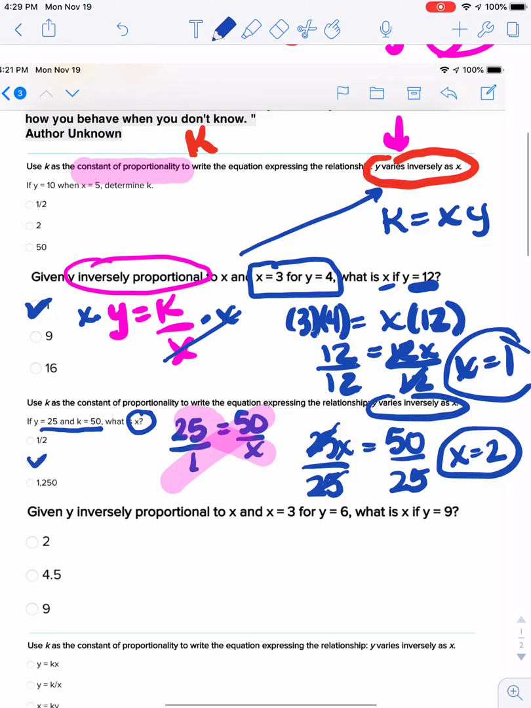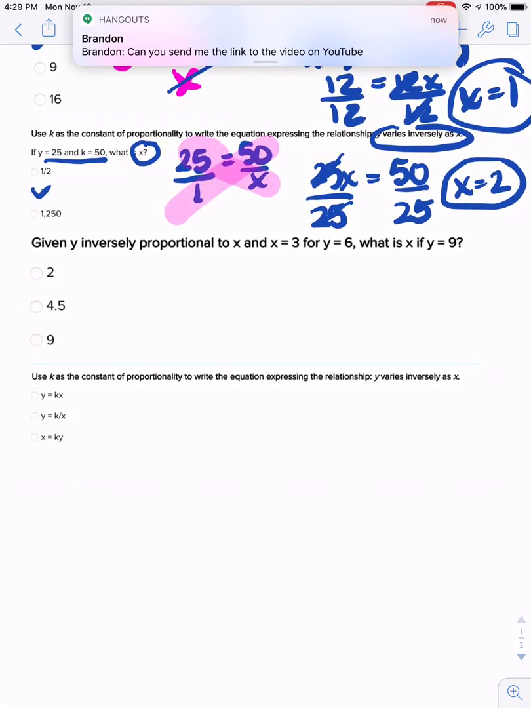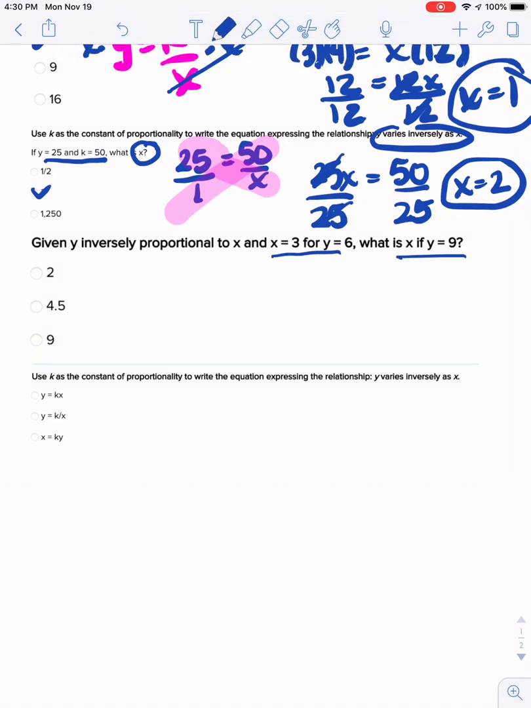Okay. Next one, given y inversely proportional to x, so you have x and y, and then you're going to try to find this. So if I set this up, they have to have the same k value. And remember, we know this is true.